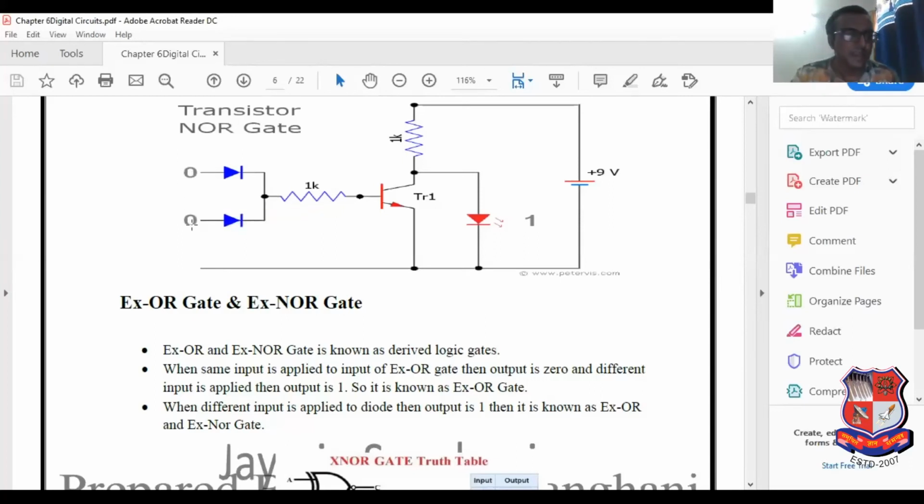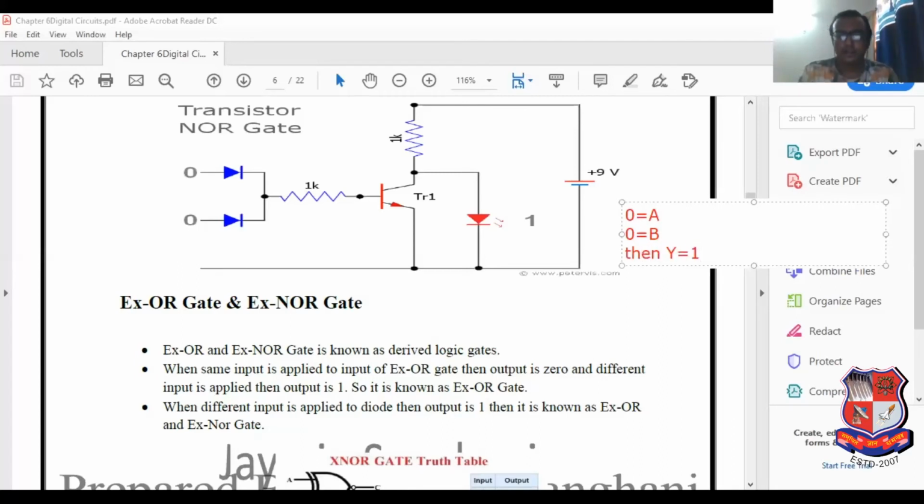Now you will understand this. Here apply 0 0. Then the diode will never turn on. Diode cannot be turned on. That's why 0 volt is directly applied here, and here is 0 volt. Then output here is 1 volt. That's why the LED can be turned on whenever we apply 0 0 input. See this, A equal to 0, B equal to 0, then Y equal to 1. It is the first case.